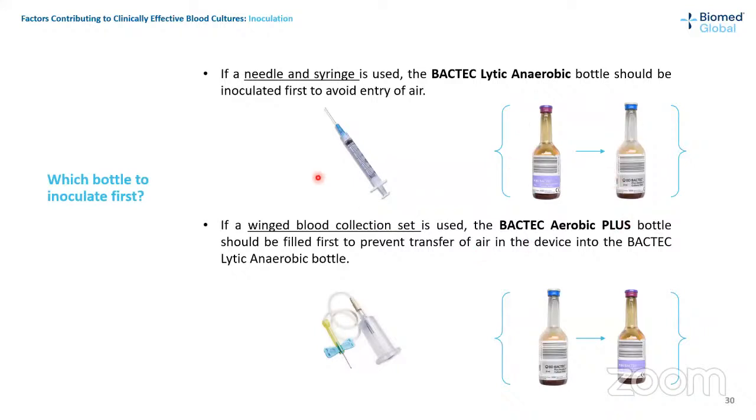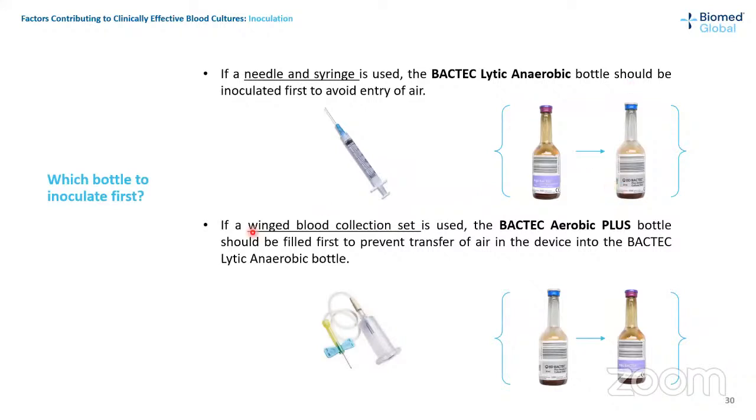The reason for this is when you have a syringe that's filled with blood, the air is actually above the level of the blood. We want to prevent that air that's above the level of the blood from ending up inside the anaerobic bottle, because the anaerobic bottle has no oxygen to cater for the obligate anaerobes. So that's why you need to fill up this bottle first, followed by the aerobic bottle.